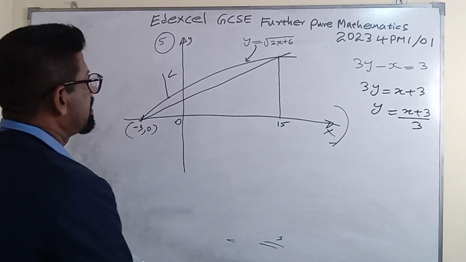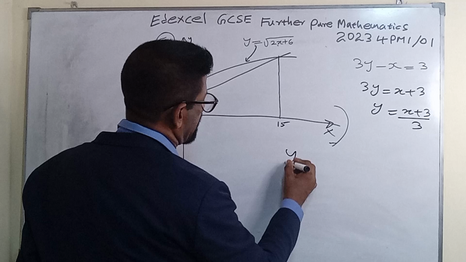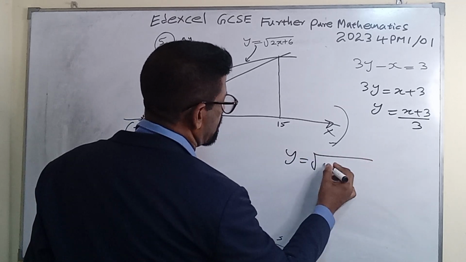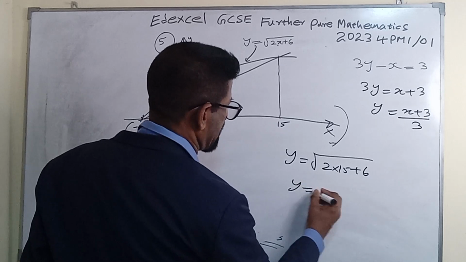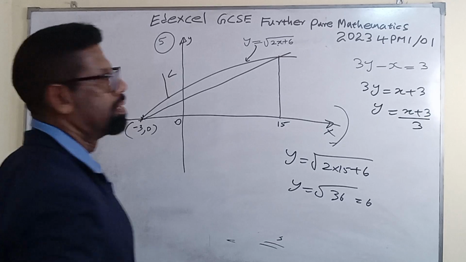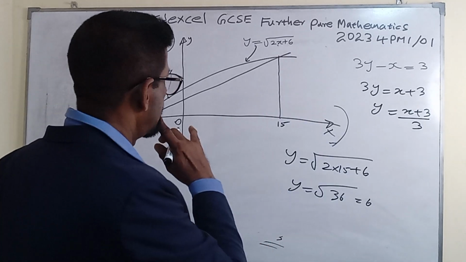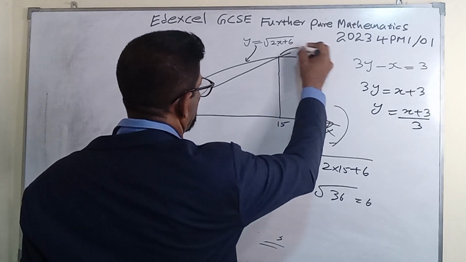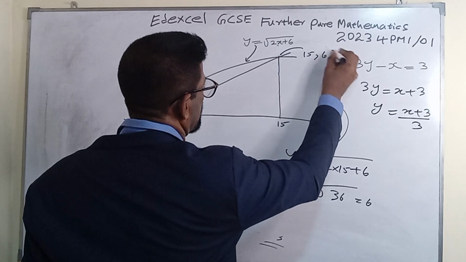So we are going to find that y value. Then y equals 2 times 15 plus 6, so y becomes 36, square root is 6. Could you understand that? Okay, so that coordinate is (15, 6).